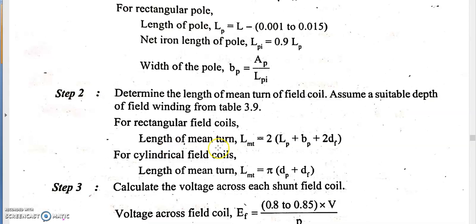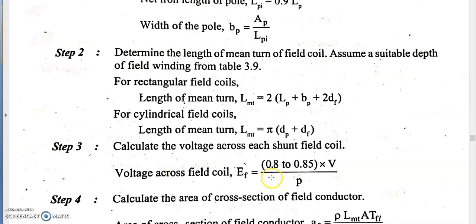So finally we are giving the conclusion: the consolidated procedure to design the shunt field system. The length of mean turn equation is 2 times LP plus BP plus 2 times DF for a rectangular field coil, and for a cylindrical field coil this is the equation. The length of mean turn is 2 pi r, or pi into D, where D includes the depth of the pole plus DF by 2 at both sides, so it is DP plus DF. So pi D is the length of mean turn.